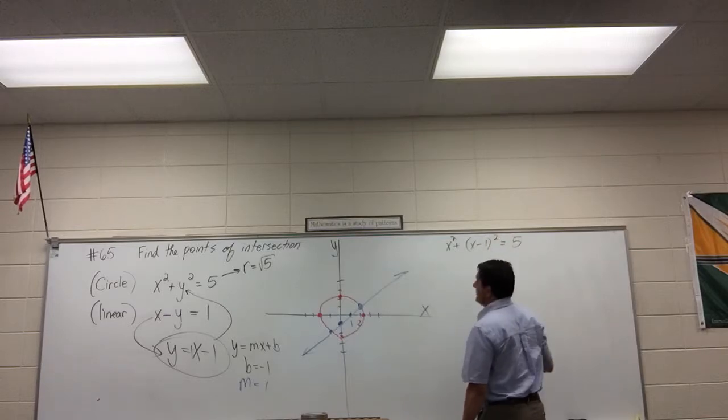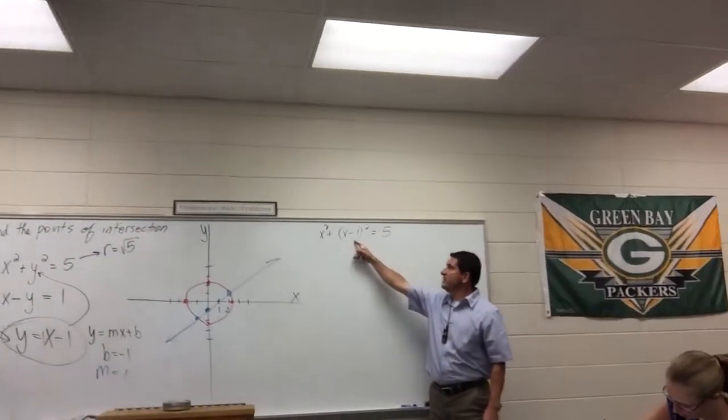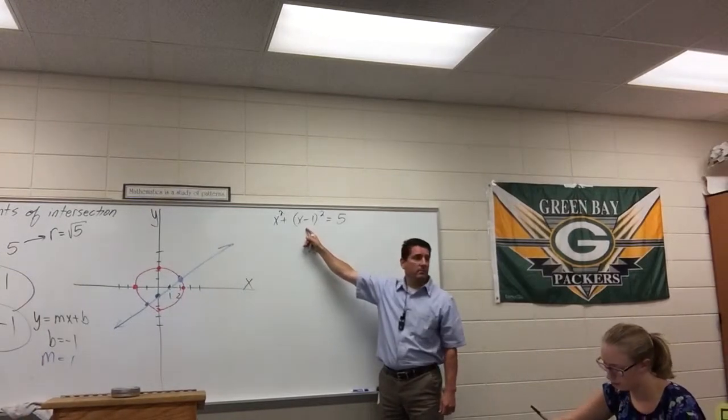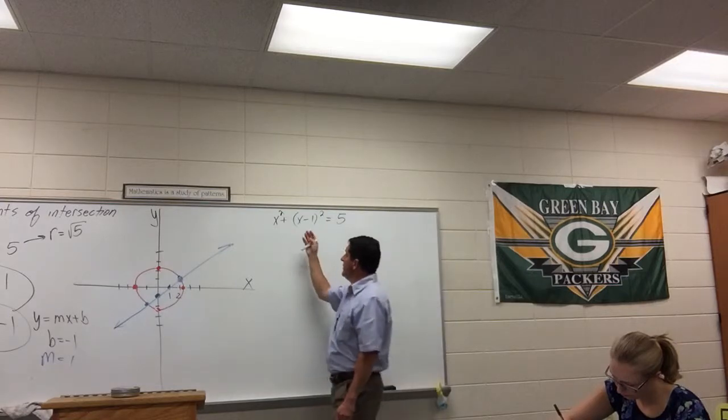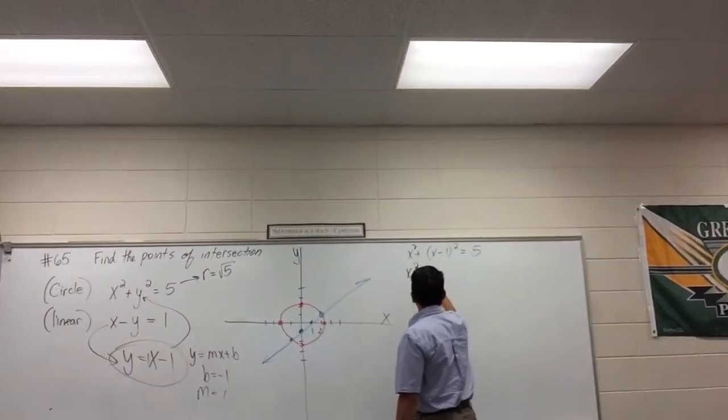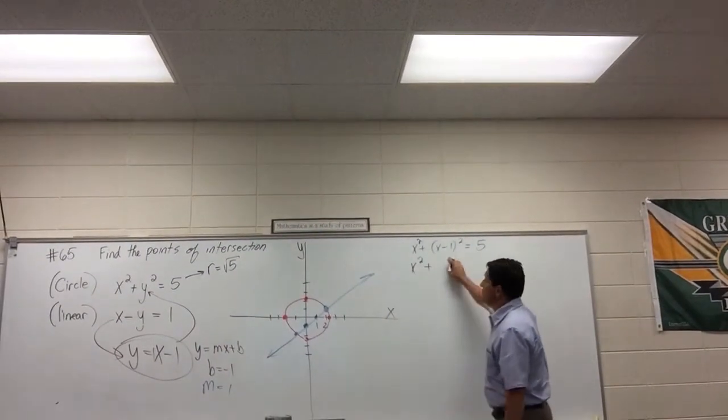So now I've taken the second equation, which is y equals x minus 1, and I plugged it in for the y here. Look familiar? Now I just have to work out the math, and we'll get some x's. So x squared plus, this is a binomial squared.